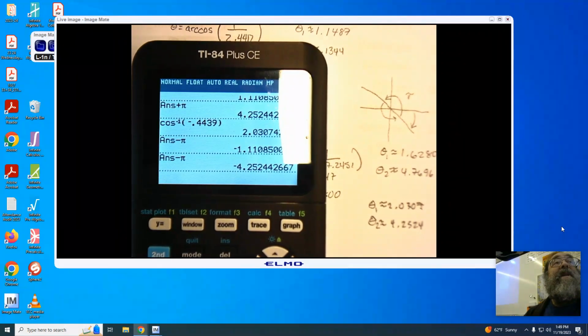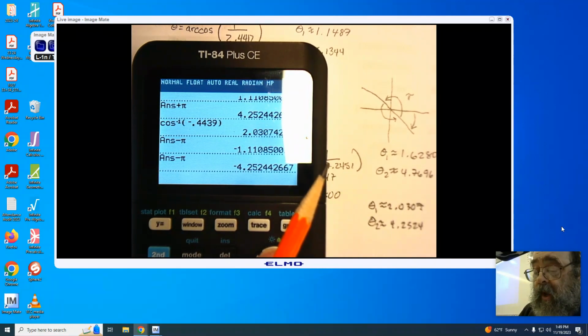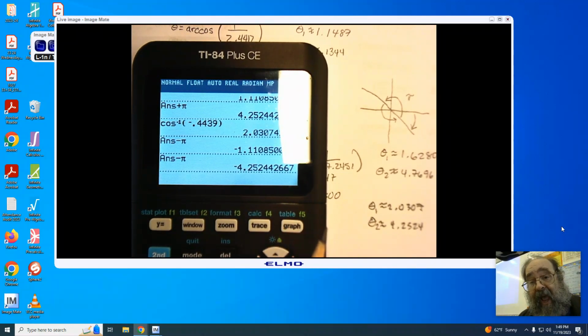I subtract pi again, and I have the opposite of my answer. Notice how this says negative 4.2524. And the answer that we want is positive 4.2524. So if you simply drop the negative and go to the fourth decimal place, you get your answer. Notice in each case, as I do this, I stop and I think, where are my answers? What is the reference angle going to give me, and how do I find it?